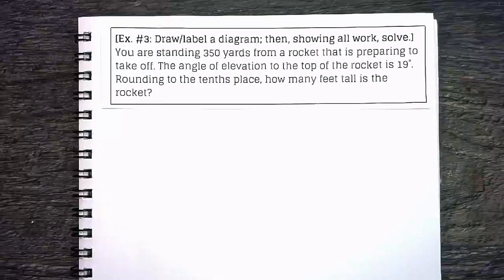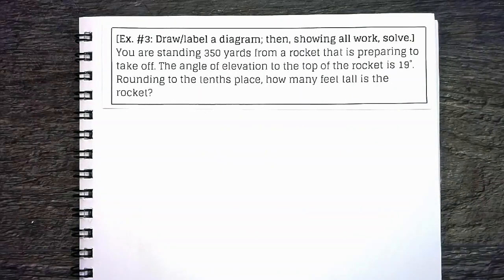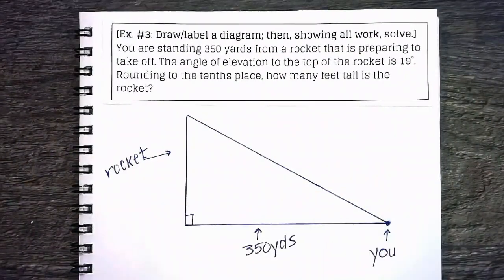Example 3. You are standing 350 yards from a rocket that is preparing to take off. The angle of elevation to the top of the rocket is 19 degrees. Rounding to the tenths place, how many feet tall is the rocket? Again, you can draw an elaborate drawing or you can just draw a triangle. I'm going to try to keep it basic.